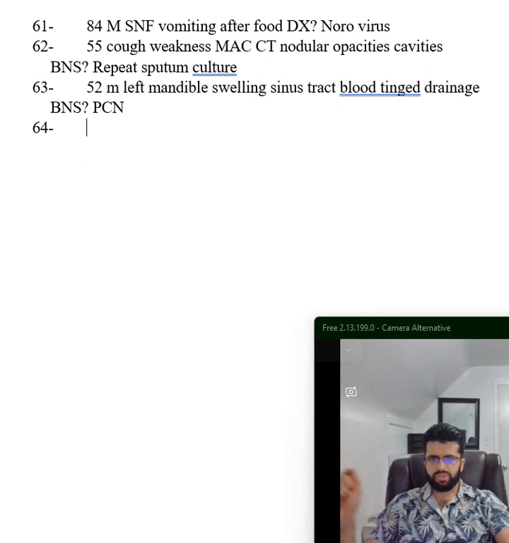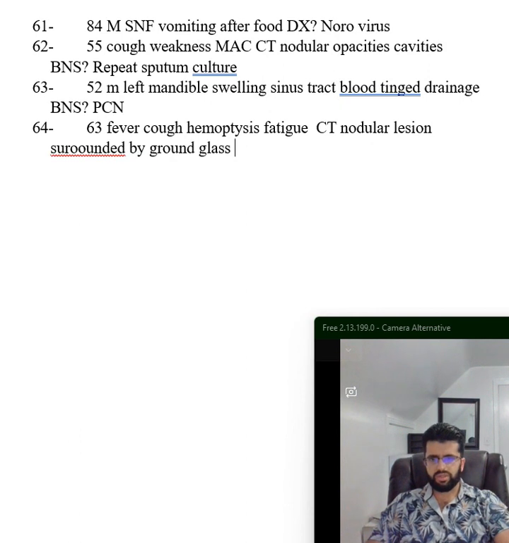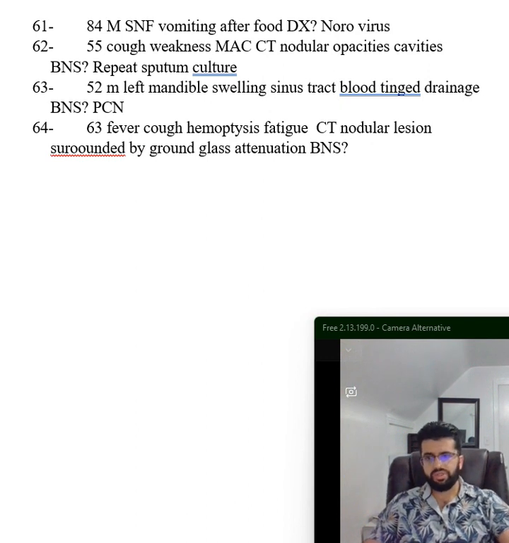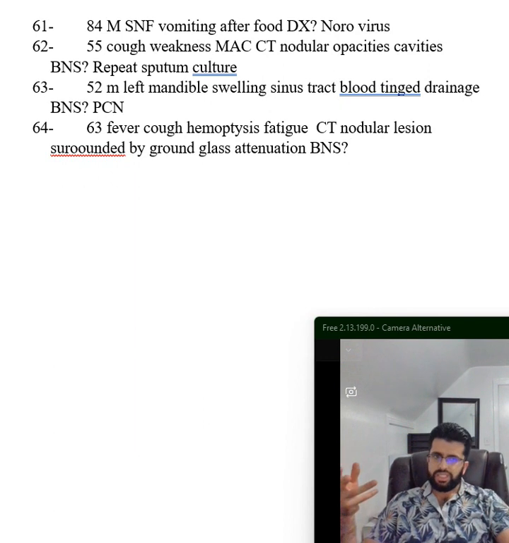So now you have another patient who's 63, came in with fever, cough, hemoptysis, fatigue, night sweats. A lot of things can cause that, right? So you go immediately to the imaging. CT shows nodular lesions surrounded by ground glass attenuation. Okay. And then they ask, what's the best next step? What is the treatment? They ask you directly about the treatment. So you want to know the diagnosis before you treat, right? This is a nodular region surrounded by ground glass opacities, with fever and hemoptysis.